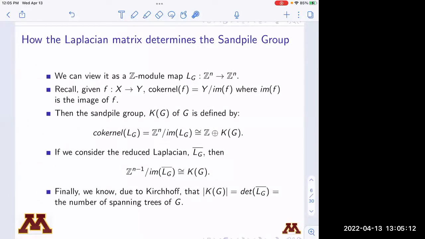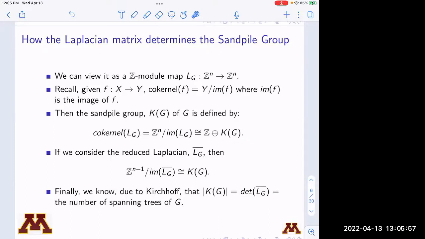So how does the Laplacian matrix help us? It can be viewed as a Z-module map from Z^n to Z^n. And recall that we define the co-kernel as follows. If we're given a map from X to Y, the co-kernel is the target mod the image. And then the co-kernel, your target mod your image, is isomorphic to a copy of Z direct sum the sandpile group.